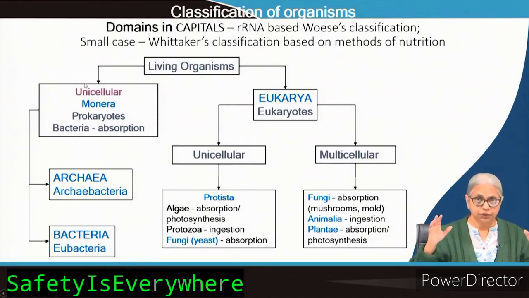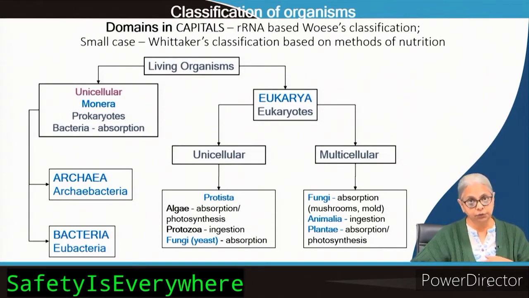So we are all aware of unicellular and multicellular organisms. All prokaryotes are unicellular. They are all bacteria. Within bacteria, we now have two domains based on Woese's classification, which I will talk about later. And those are archaeobacteria and bacteria or eubacteria. These are the terms we used to use prior to Woese's classification. Within eukaryotes, you can have two groups. You have unicellular eukaryotes and multicellular eukaryotes.